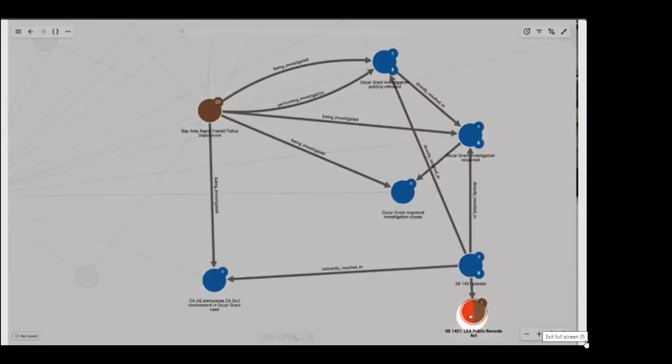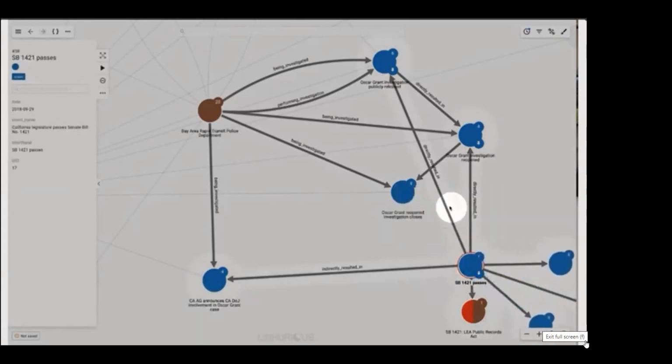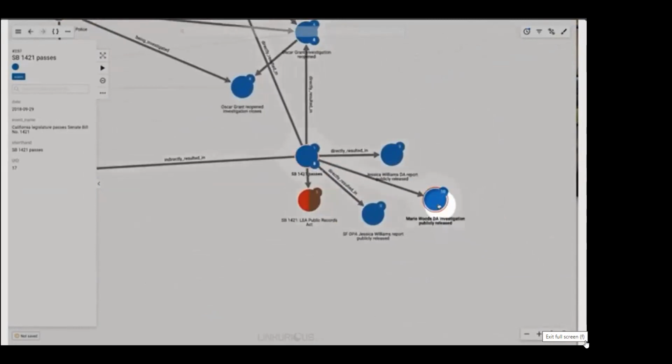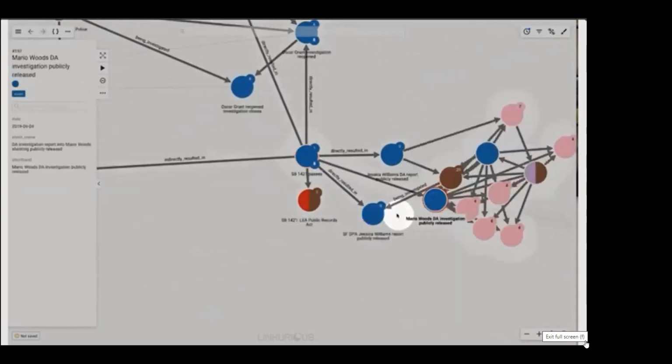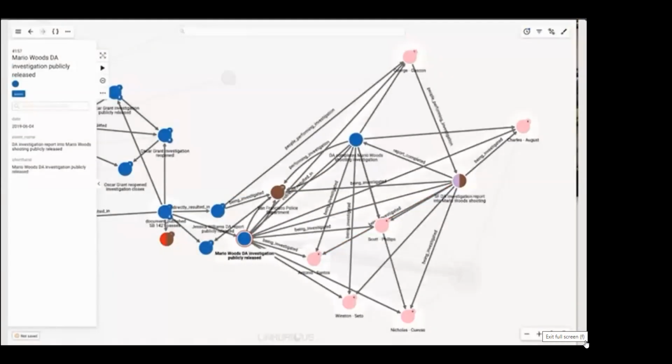All right, so going back to that passing of SB 1421, we start to expand that to other events. And now you can see that it also resulted in this investigation into Mario Woods and on, right? So we can start to expand out and again see the connections and the relationships that are otherwise hidden in this kind of very formal, tabular data that's in our collections currently.